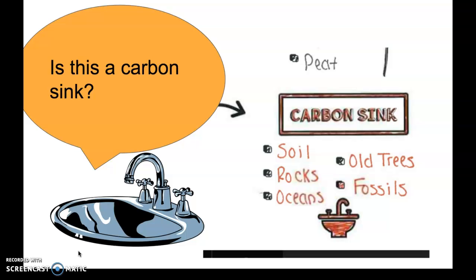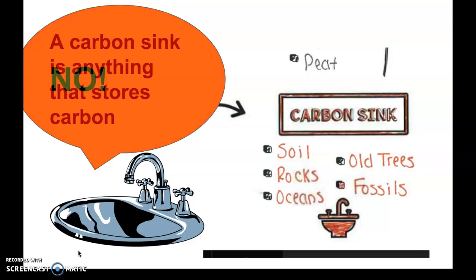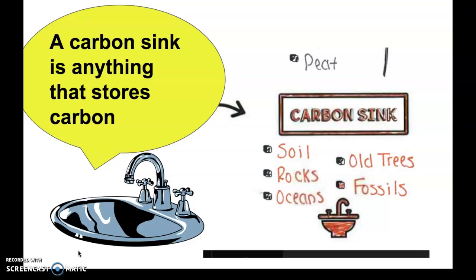So is this a carbon sink right here, the sink? No. A carbon sink is actually anything that stores carbon, and it's generally for a long period of time. So carbon sinks happen when dead organic matter, after it's been decomposed by our decomposers, bacteria, fungus, or worms, they return that carbon to the soil, and it kind of sits there. So some of that carbon can be stored in the soil. Some of it can be stored in rocks if that soil mineralizes.